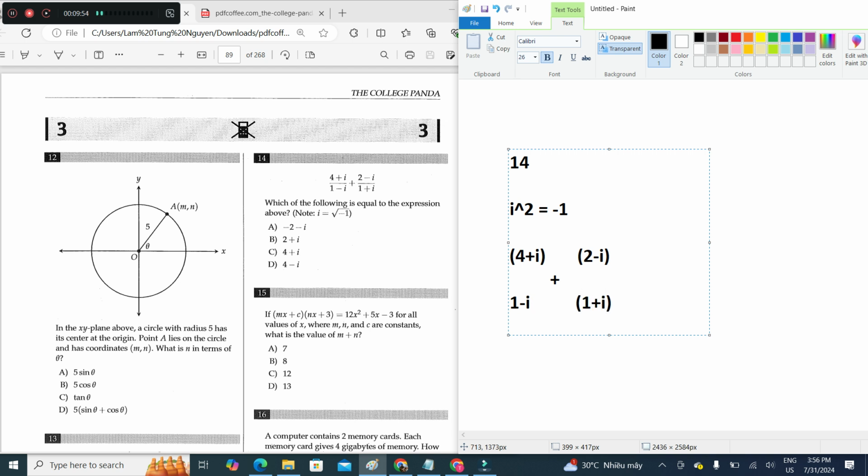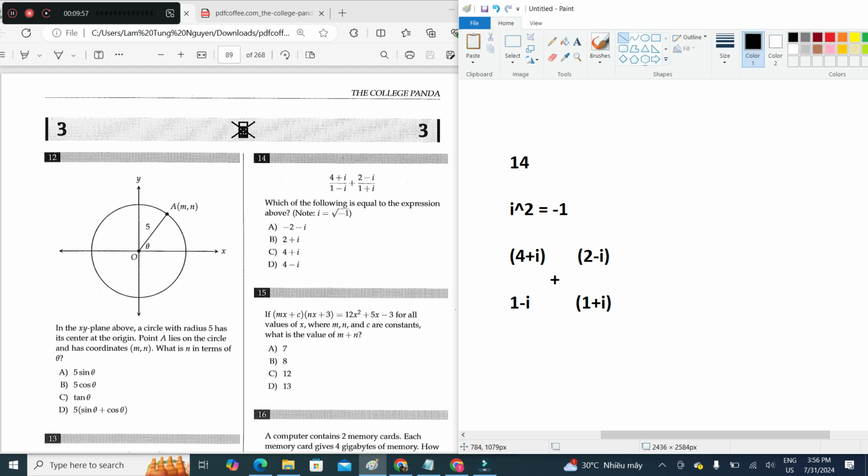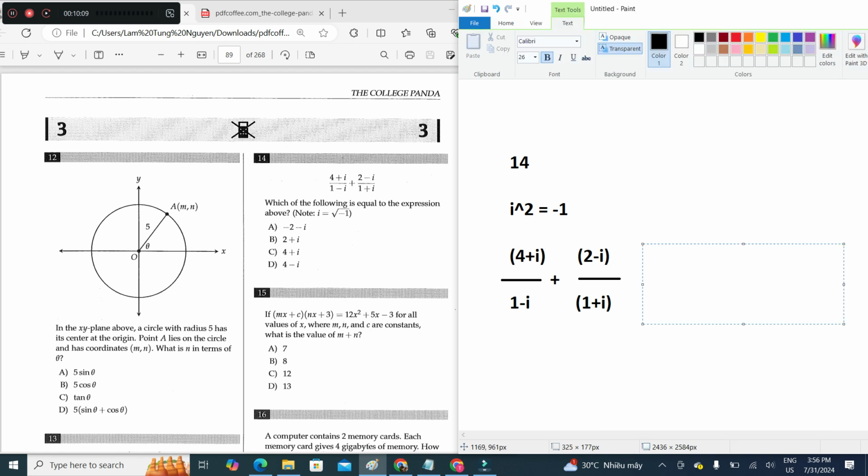So we do the same thing as we did before. We just find a common denominator, and wherever we meet I squared, we're gonna replace this with minus 1. So this is gonna be equal to, we're gonna multiply on this side everything with 1 plus I. So 4 plus I times 1 plus I, and plus 2 minus I times 1 minus I, over 1 minus I times 1 plus I.